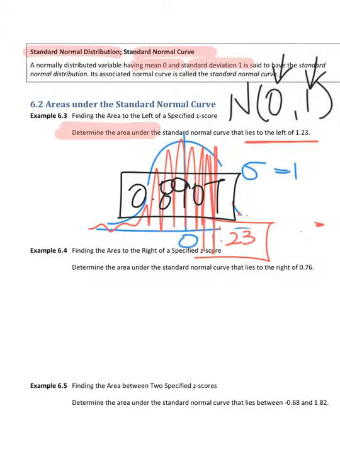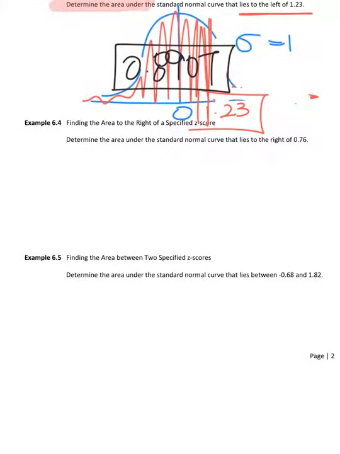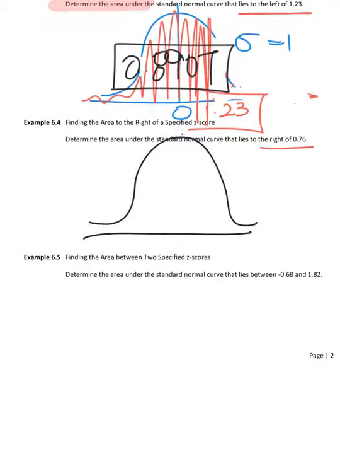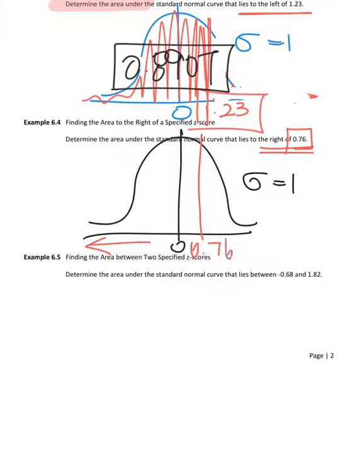Is it good? Okay, how about the next one? Now it is right of 0.76. So let me make the standard normal distribution, bell-shaped, mean 0, standard deviation equal 1. To the left, lower than 0, there are negative scores. But we have positive 0.76, so let me put 0.76 on the right-hand side. And we need the probability to the right.